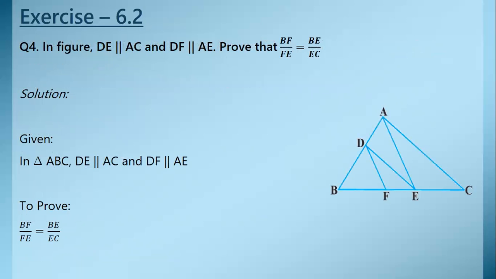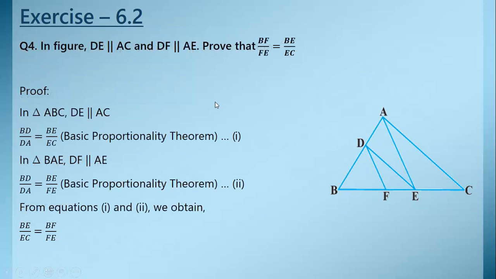Now, fourth question. In the figure, DE is parallel to AC and DF is parallel to AE. We have to prove that BF by FE is equal to BE by EC. Okay, so for that, we'll write the given first. In triangle ABC, DE is parallel to AC and DF is parallel to AE. To prove BF by FE equal to BE by EC. Now, moving on to the proof.